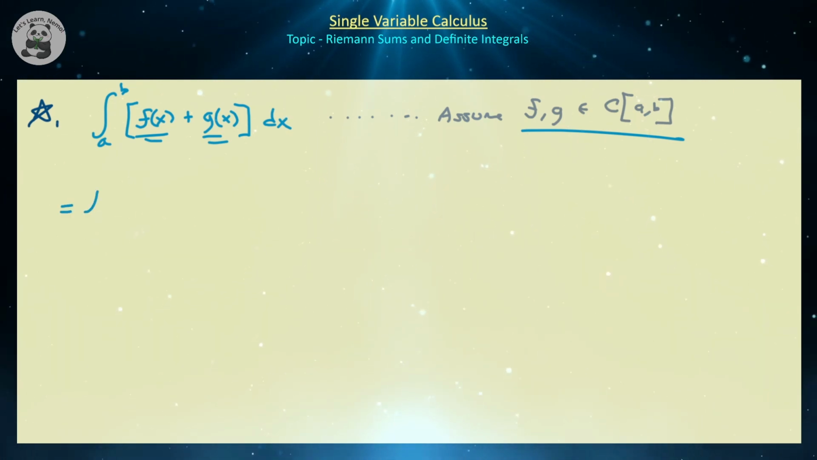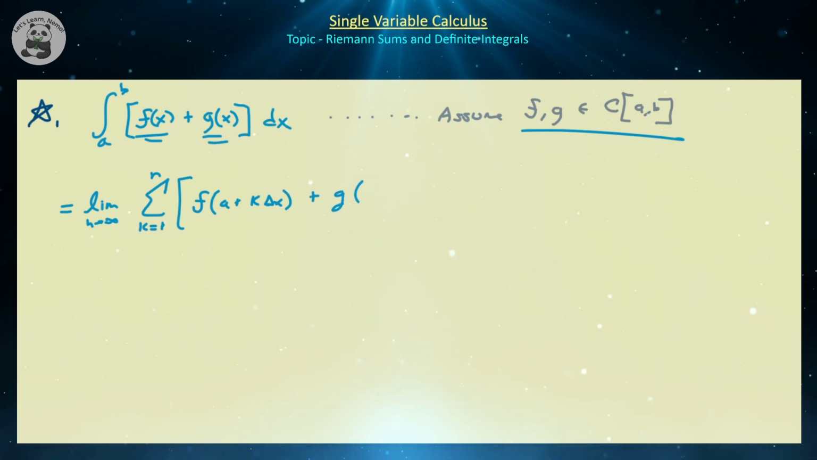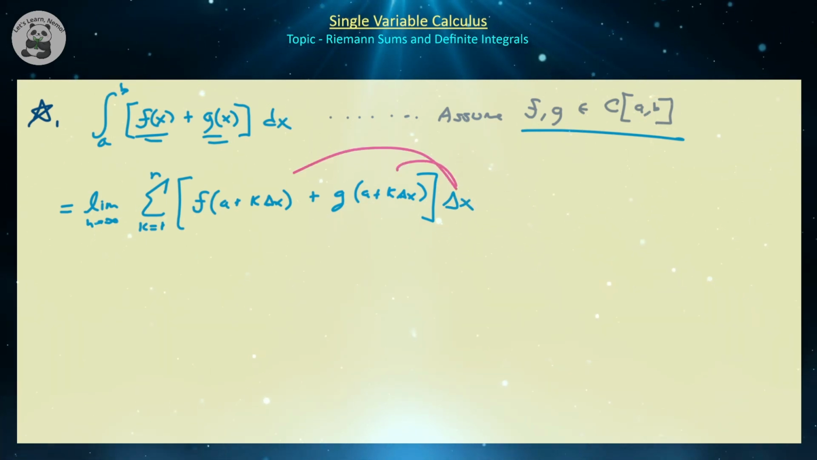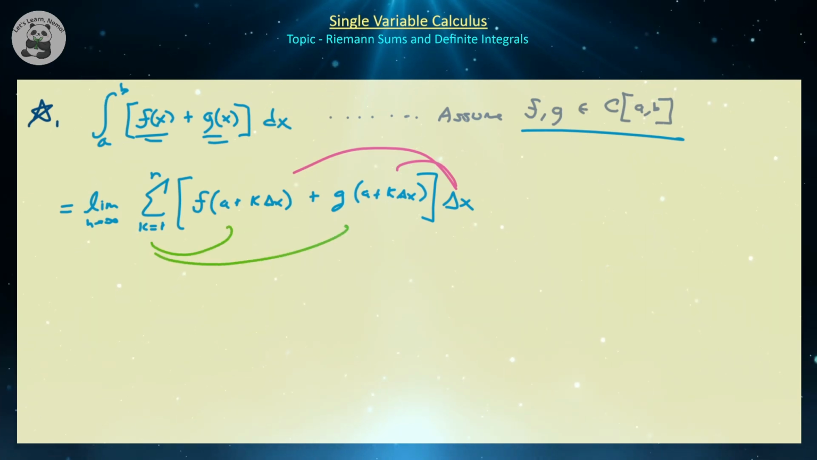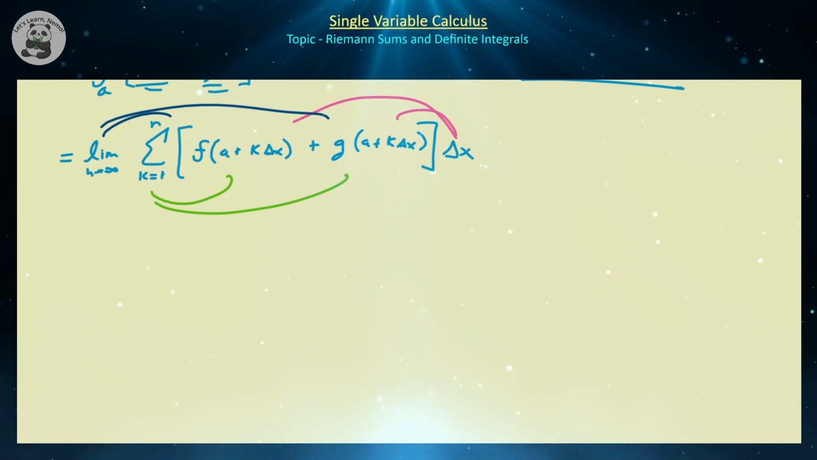So by definition, this is going to be equal to the limit as n goes to infinity of the sum from k equals 1 to n, let's do right endpoints, of f of a plus k delta x plus g of a plus k delta x, and that's going to be multiplied by delta x. So what I want to do is I want to distribute this delta x in, and I want to distribute my summation, and then I'm going to distribute my limit in as well, because of properties of real numbers, summations, and limits.